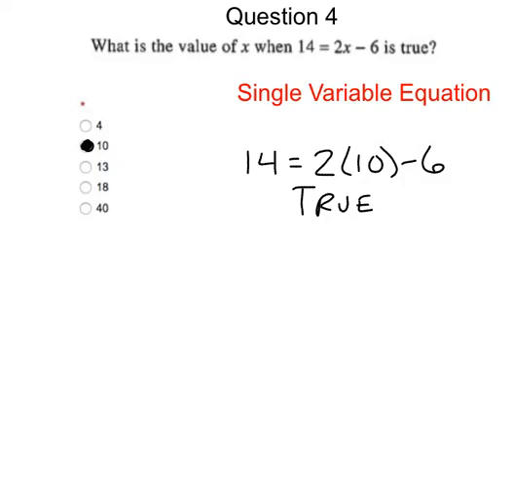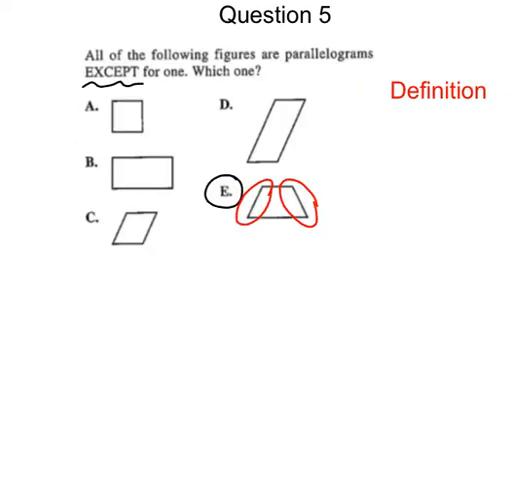We'll talk later about plugging in your answers and actually using the answers only to answer questions. So I would go ahead and check it out. 2 times 10 is 20, minus 6 is 14, which is true. So that is my answer, 10.